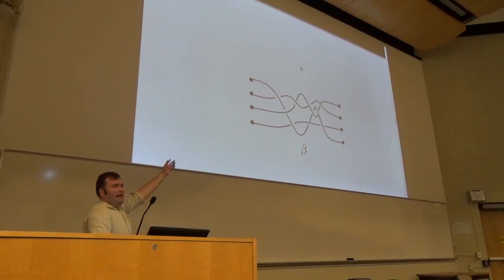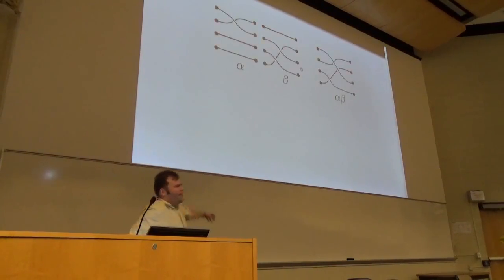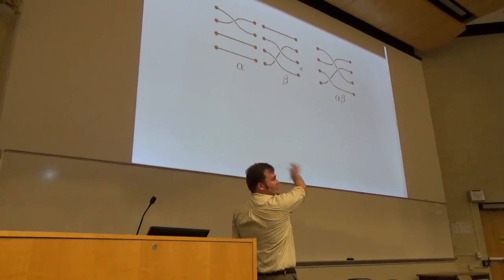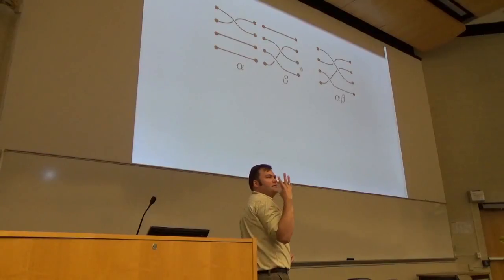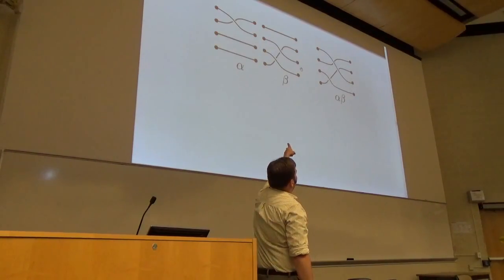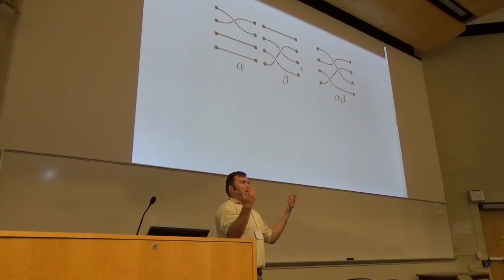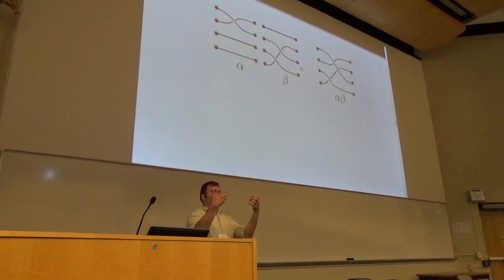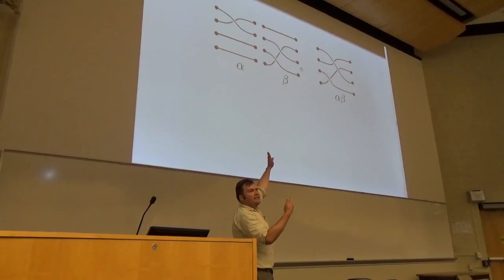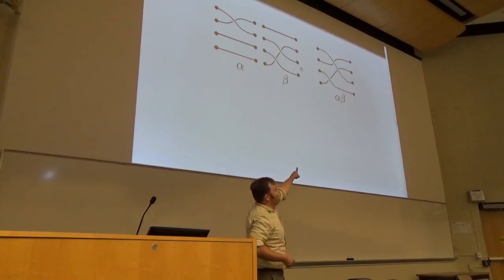You can make an algebraic gadget with this. How do you do that? Let's say that I have this braid alpha. These are now going to be braids with four strands. So I have four strands, this alpha, and then another braid, beta. The way this gadget works is, instead of addition or multiplication, you have a concatenation. So you take the end of braid alpha and connect it to the beginning of beta, and then you get that picture right there.